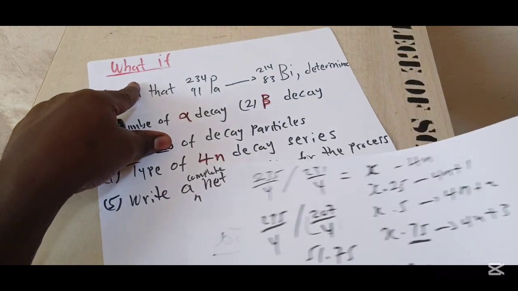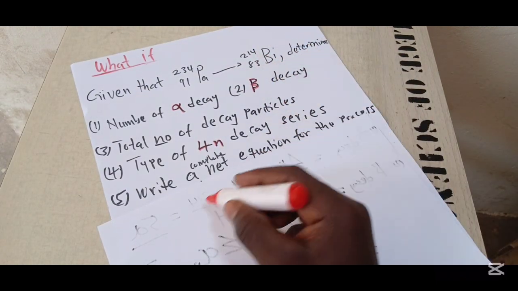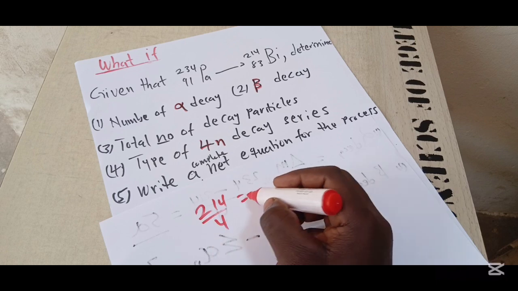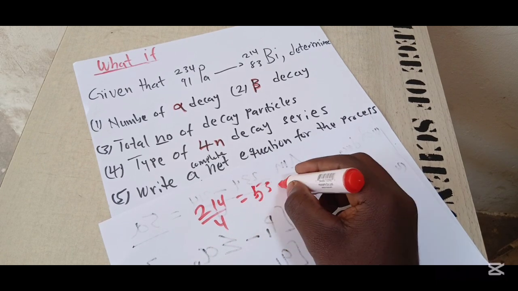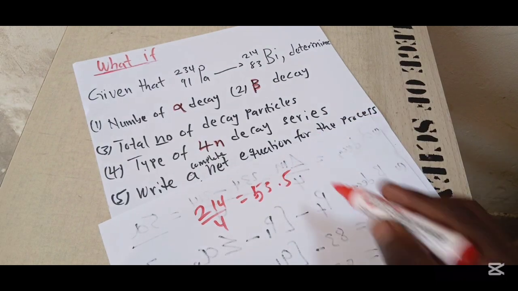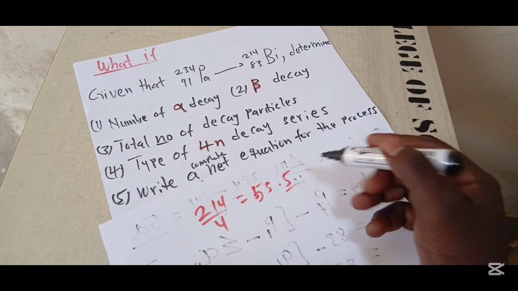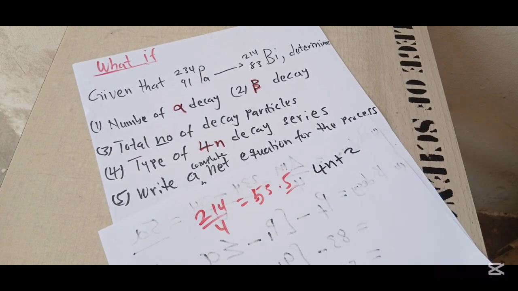Now let's go ahead and see. Let's take 214, for instance. You can take this 214 over 4, which gives us 53.5. And 53.5 means a 4n plus 2 decay series. So this is a 4n plus 2 decay series. That's it for question 4.